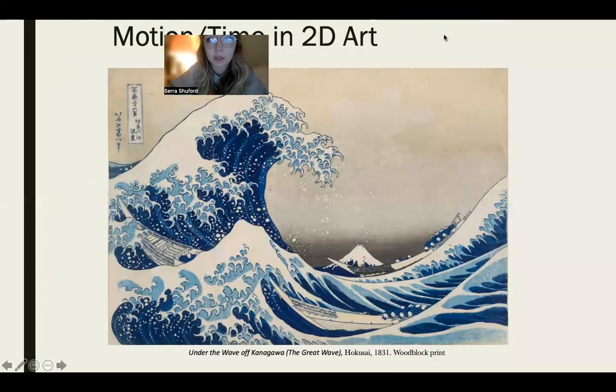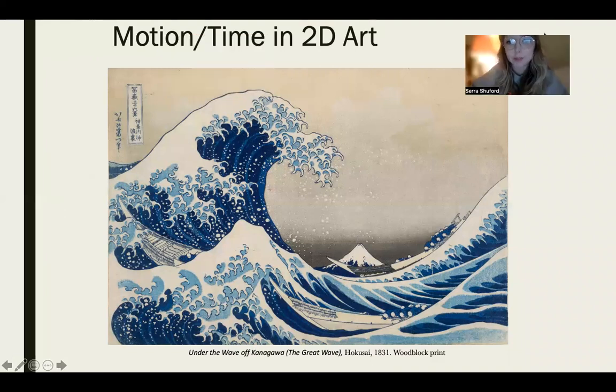Some more examples of motion and time in two-dimensional art. We see this piece that you've probably seen before. It's Under the Wave off Kanagawa, or The Great Wave by Hokusai. And we can tell here that those directional forces are all just diagonal, whichever way, and it's showing this intense scene and motion moment.